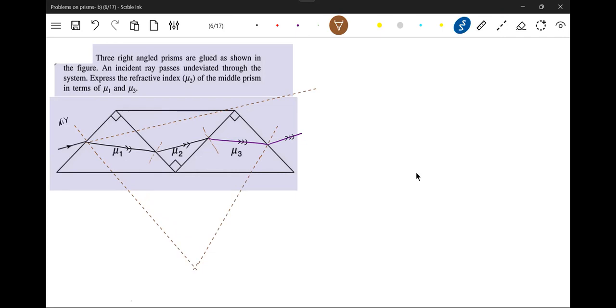Fine. So this angle is 90 degrees. This also 90. This also 90. So this angle also should be 90. Looking at the prism diagram. Okay, fine. So how come this line will be parallel to this? This line will be parallel to this.